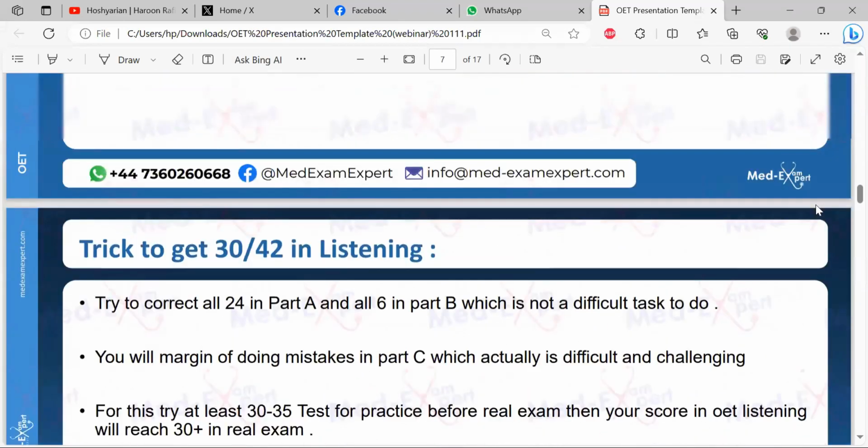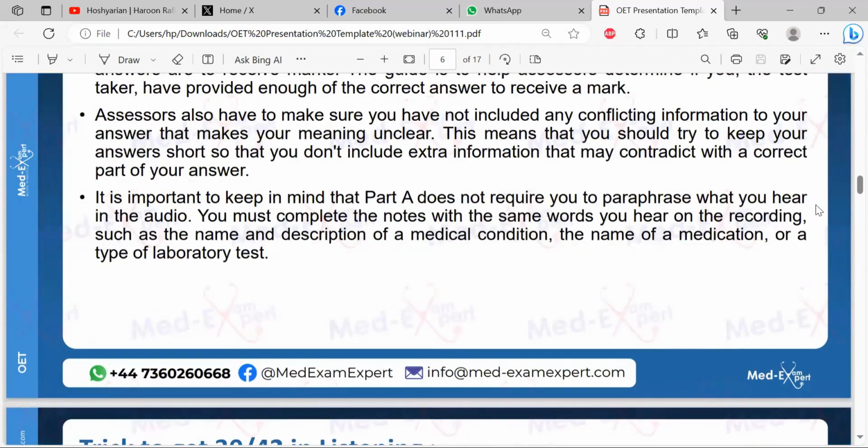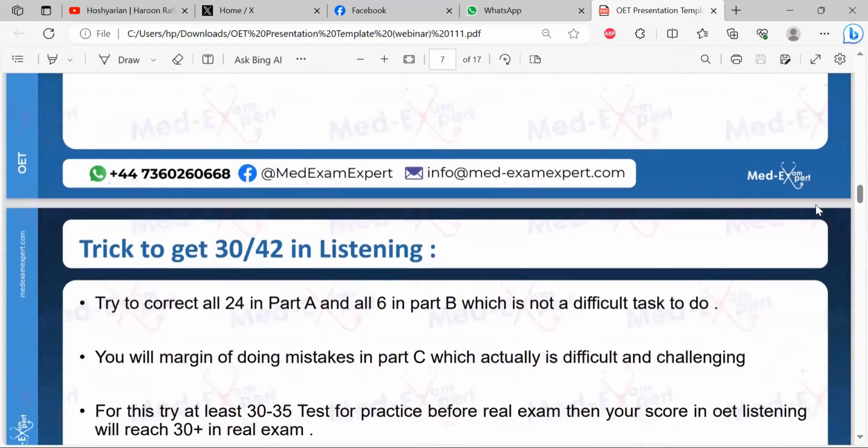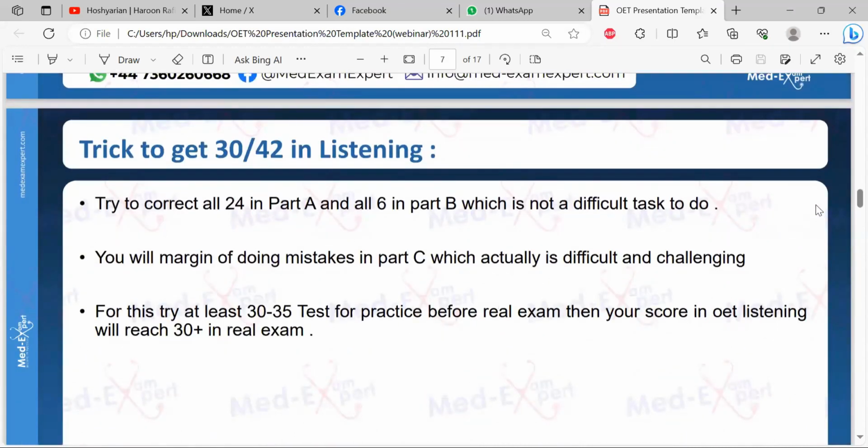Just like the thing I discussed, it is important to keep in mind that Part A does not require you to paraphrase. You have to just put down the word you hear. It may be the name, it may be the description, it may be the dose of the medication, it may be the name of the disease. And there are some words which are very common in the OET exam, and they tend to repeat in the exam. So if you are going to practice this number of tests, I'm sure that you can easily get 30 out of 42.